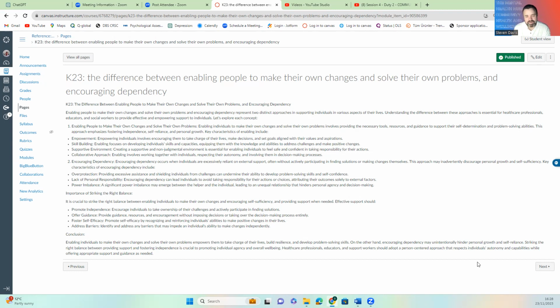So it is about striking the right balance, and it's crucial that we get the balance right, because we don't want to encourage dependency. We want to encourage self-sufficiency. And to do that, we need to promote their independence. We need to offer guidance. We need to foster self-sufficiency, and we need to address any barriers.